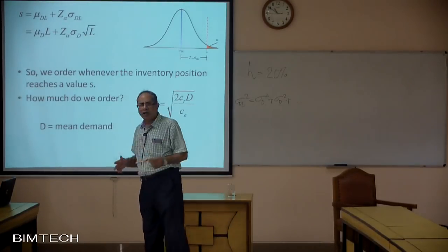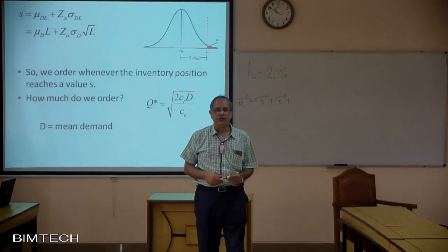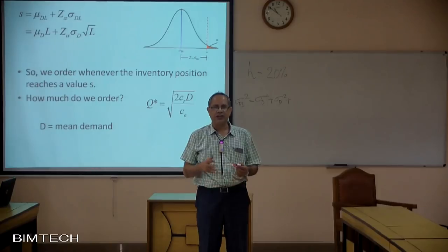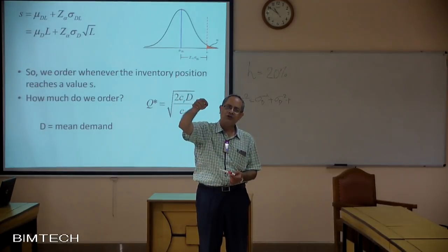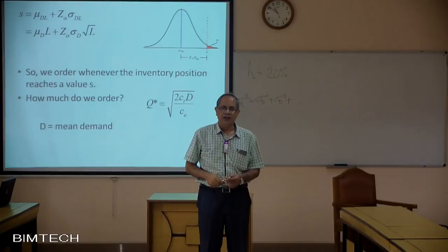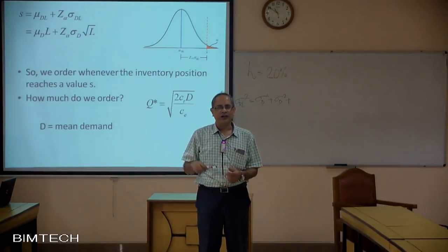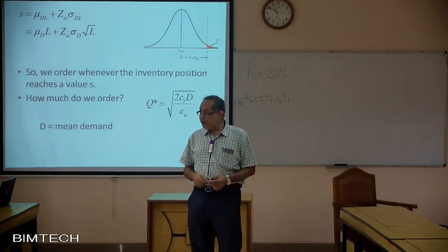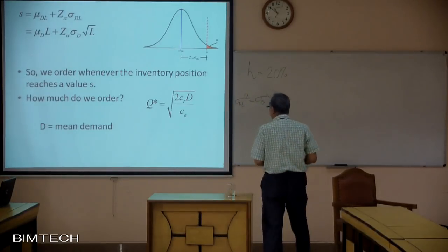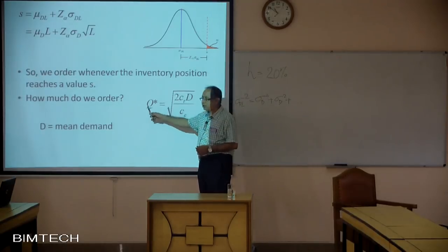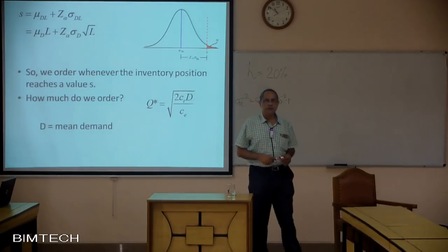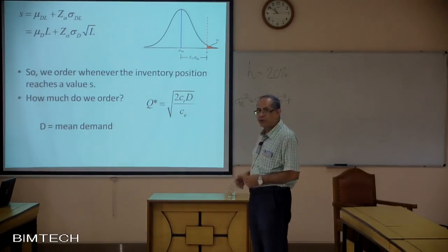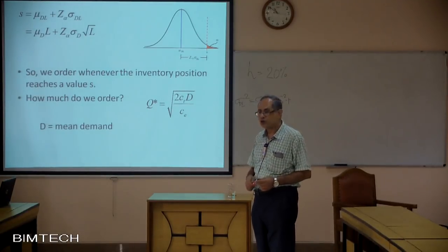Okay, so we said that policy means you decide two things: when to order and how much to order. We know when to order in this case, because whenever the stock falls down to a level called the reorder level, we order, and we have calculated what that reorder level is. Now, the question is, how much do we order? Well, we order Q star, the same Q star that we had seen in EOQ, the economic order quantity. And we know how to find that through the formula shown here.